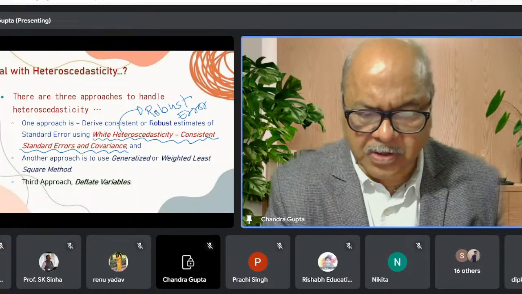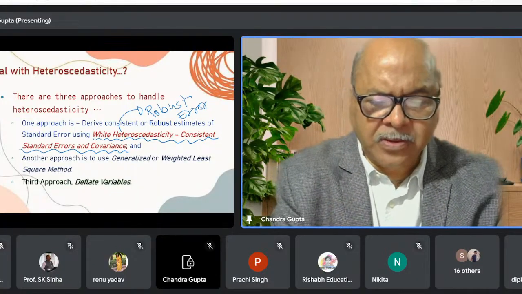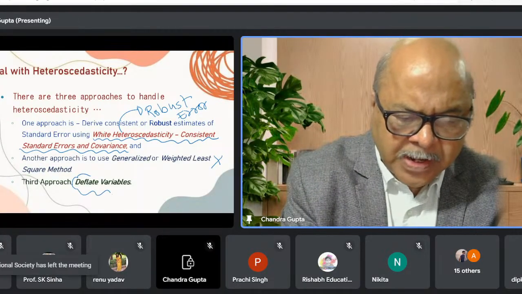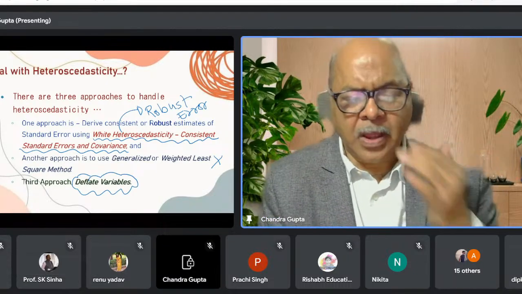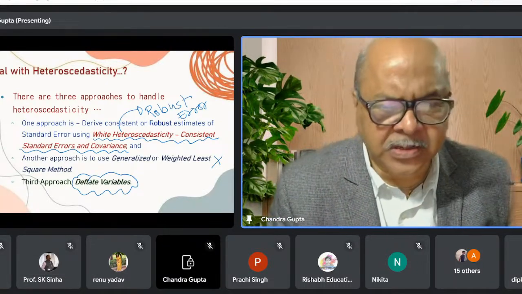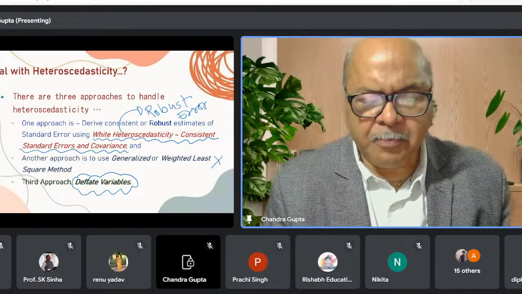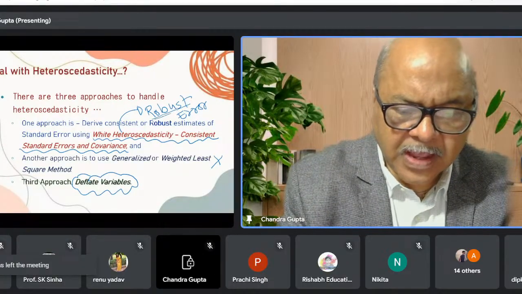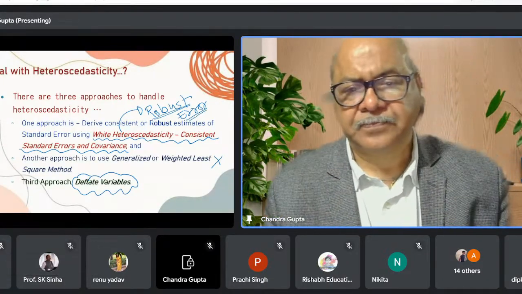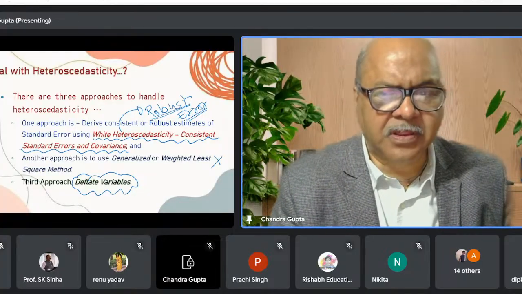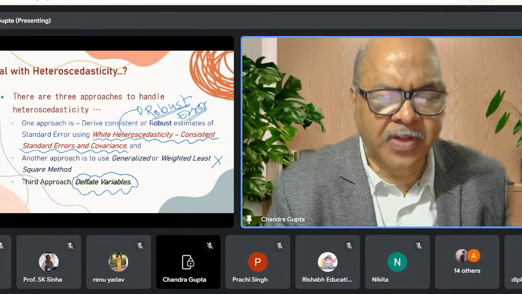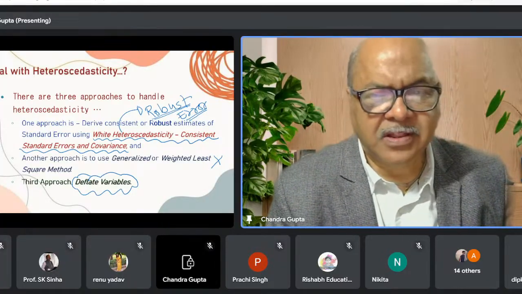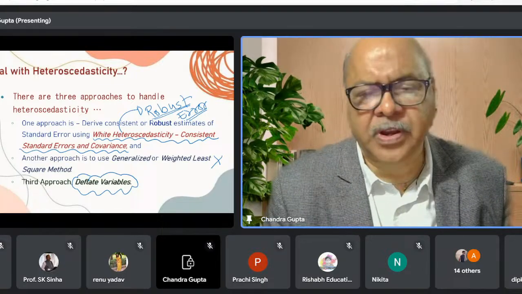Another is to use the generalized or weighted least squares method. This normally we don't do, or you can deflate your variables by taking log or by taking reciprocal and thereby remove the heteroscedasticity from the model. But I tell you, friends, the best way is to take robust errors. If I take robust errors, the problem which is arising because of heteroscedasticity in our standard errors will be taken care of and you should not worry about it.